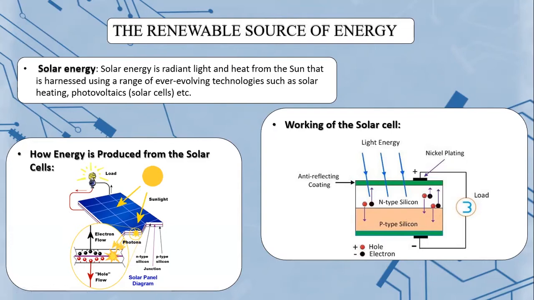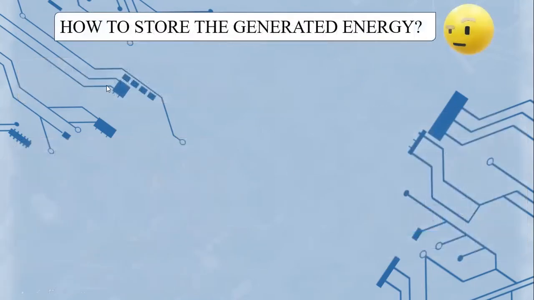Till now, I have shown how we have generated current using a solar panel. But when the sun is not present in the sky, we will not be able to get solar energy. So we have to store this energy. In this slide, we will see how we can store the generated energy.